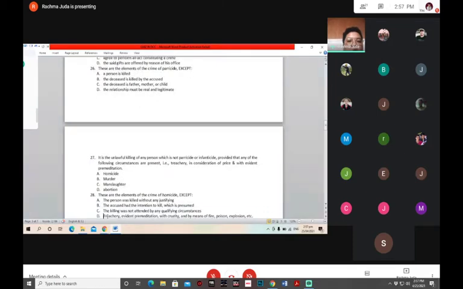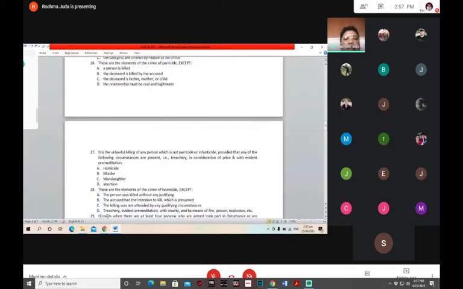Next, 26. These are the elements of the crime of parricide except. So, when we say parricide, it is the killing of a person who is your relative within the first degree of consanguinity, your ascendants and your descendants. The elements are: a person is killed, the deceased is killed by the accused, and the deceased is the father, mother, or child, or the grandfather, or the grandmother, or the deceased is the spouse. So, the answer there is Delta. It does not appear among the elements of parricide.